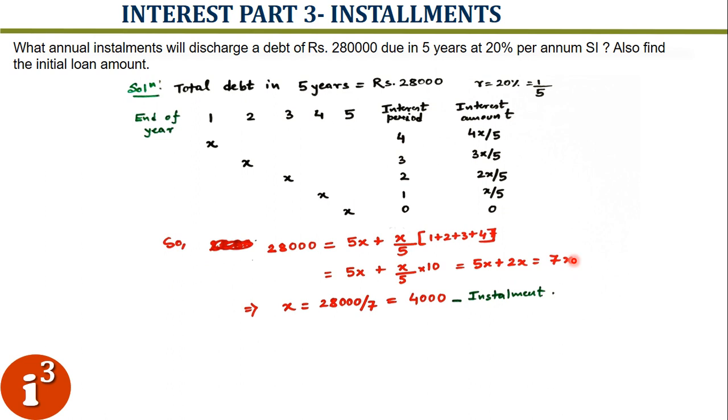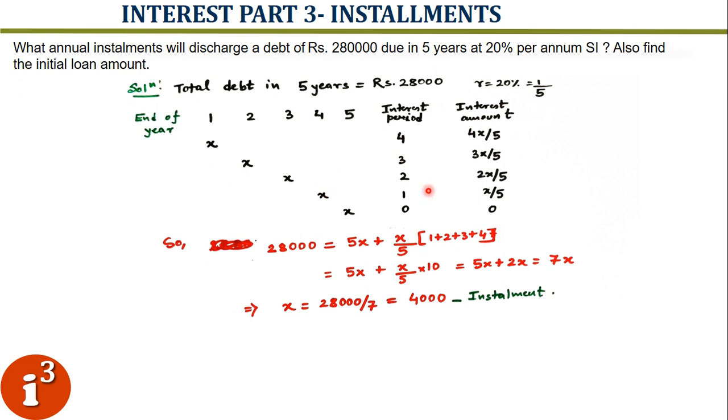Total you have paid is 7x. So 7x will be equal to 28,000 rupees. That is the debt of 28,000. So x will be 4,000. So the value of the installment is 4,000 rupees. You pay 4,000 as installment for 5 years. That means you pay 20,000 and you discharge a debt of rupees 28,000.